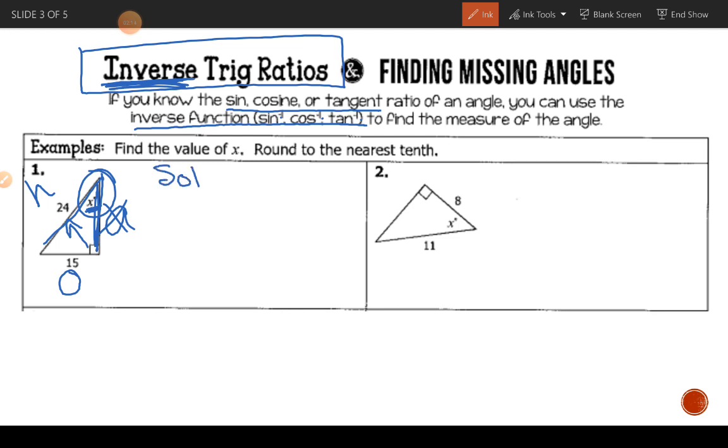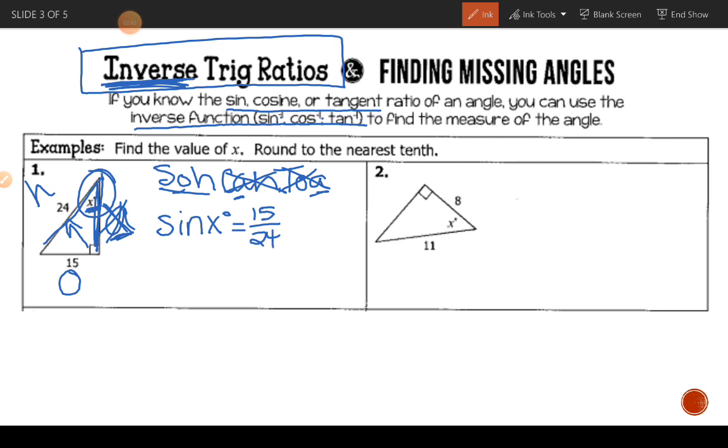So if I write my SOHCAHTOA, the adjacent can't be used because I don't have any information there. So I'm going to cross out CA because it has the adjacent, and I'm going to cross out TOA because it has the adjacent. That leaves me with sine. So we set it up as follows: sine of x degrees, because that's what we're trying to find, is equal to opposite 15 over 24.